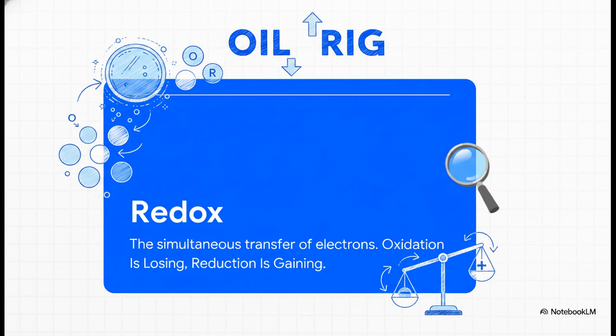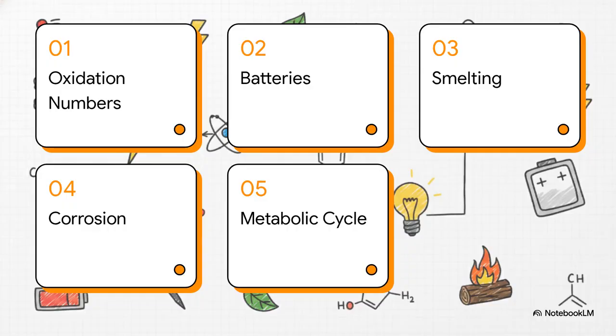A classic foolproof way to remember this is the old mnemonic OIL RIG. Oxidation is losing electrons and reduction is gaining electrons. If you can keep OIL RIG in your head, you've pretty much got the master key to everything we're going to talk about today.